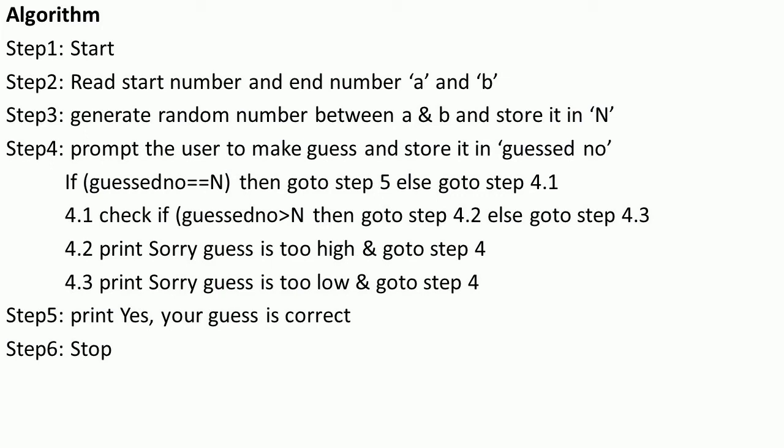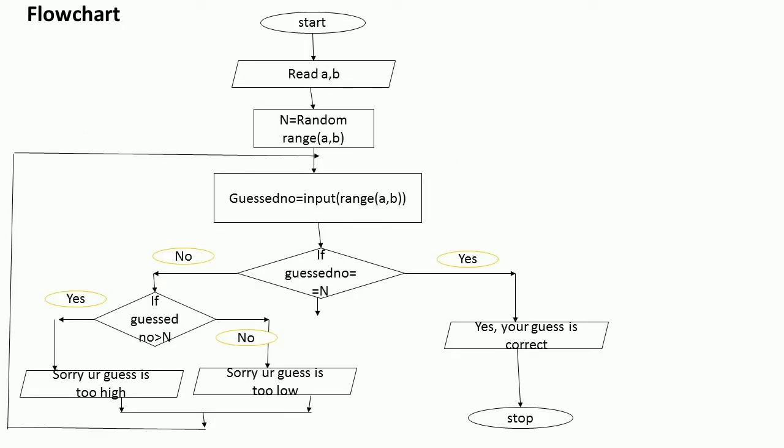Coming to the flowchart. First, start with the oval shape symbol. Then read A and B using the parallelogram shape. Then we ask the computer to generate a random number and store it in a variable called n. This can be represented by the rectangle shape.